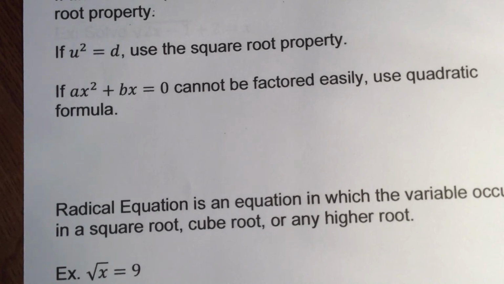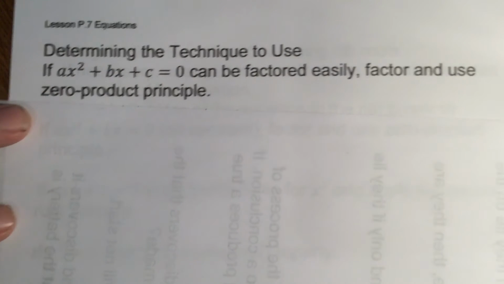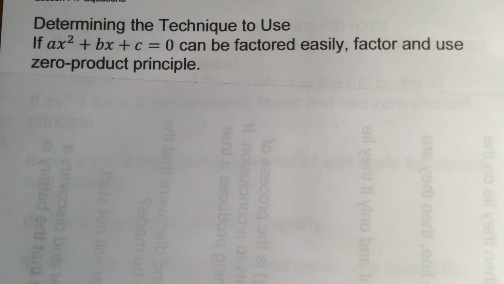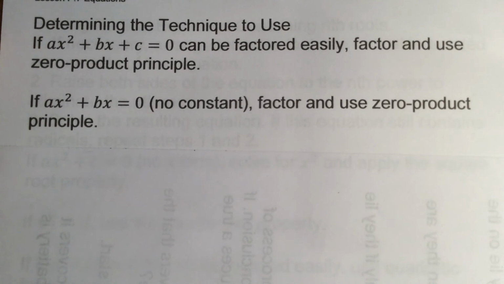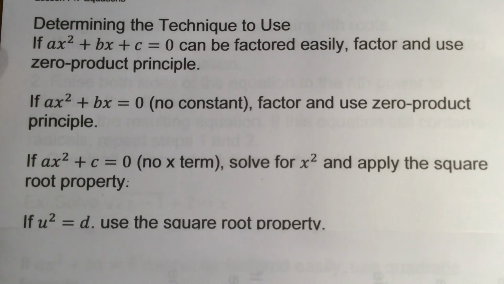So, when you're doing this, which technique do you use? Well, if it can be factored easily, factor it, use that zero product principle, and get what x is. If there is no constant, you still want to factor it. You want to pull out any common factors that you can, and then use the zero product principle.